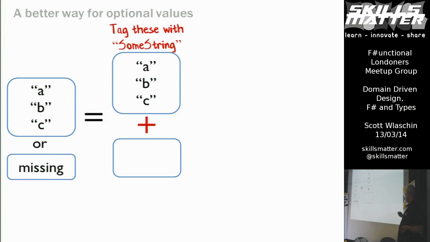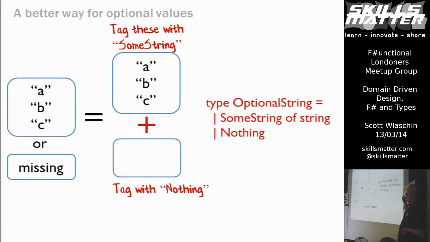All right? So I'm going to use a tag, how we tag each set with a different label. I'm going to tag those with some string, because there's something there. And I'm going to tag that one with nothing, to tell me there's nothing there. And when I put them together, I get this type, which I'm going to call optional string. Okay? And it's got some string, or it's got nothing. So can you see how we can build that optional type? It's very simple, I think.